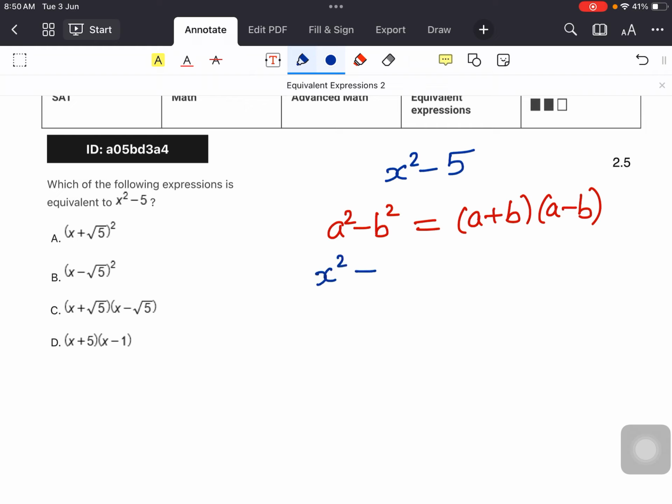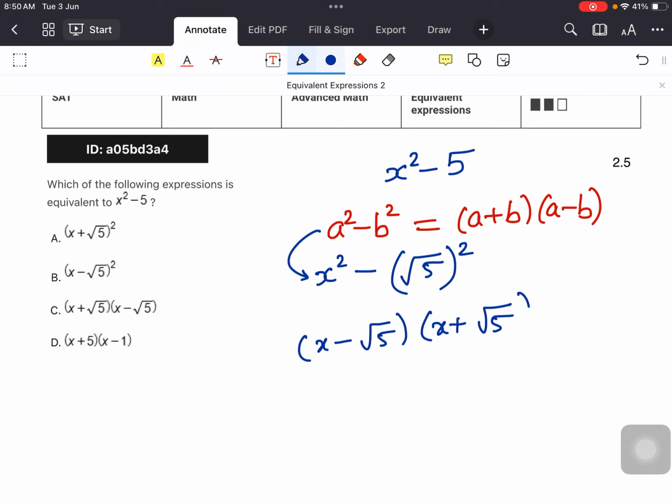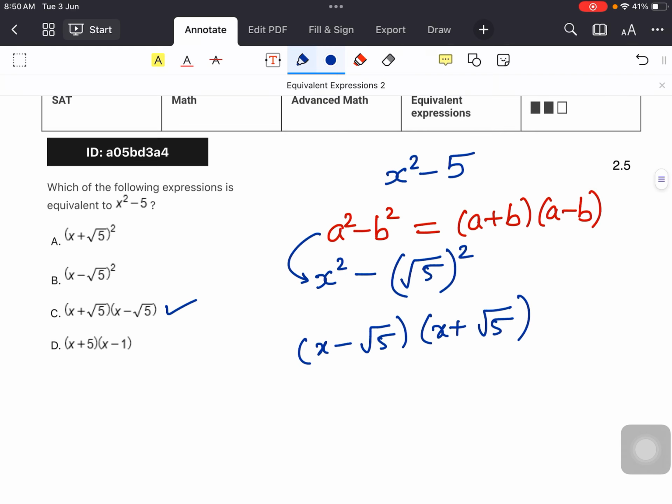So x squared is fine, but right now there is no square in the second term, but I can write 5 as root 5 squared, right? That is nothing but 5 only, it is a different way of writing. So now I can apply this formula in this step. So what it will become: (x minus root 5) and (x plus root 5). So I get this answer so quickly, and C is the correct option for this question.